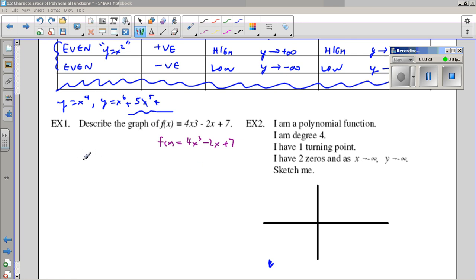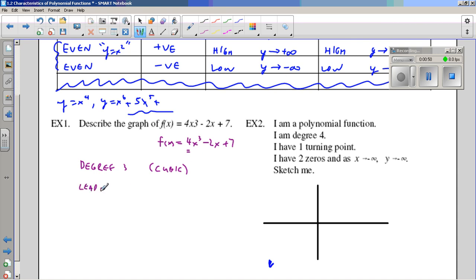Well, we see that it's a degree 3, or cubic, because the highest exponent on any term is 3. So we're automatically thinking cubic S shape, or whatever, a snake is what I called it. So we've got that picture in our mind, but the next thing is the leading coefficient.